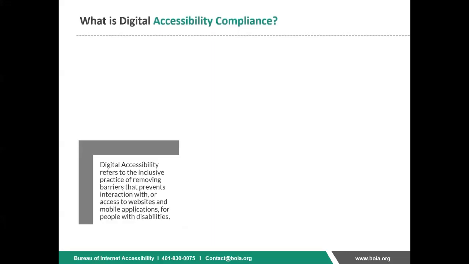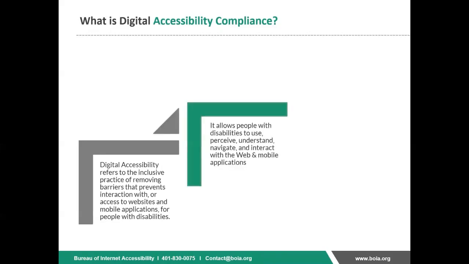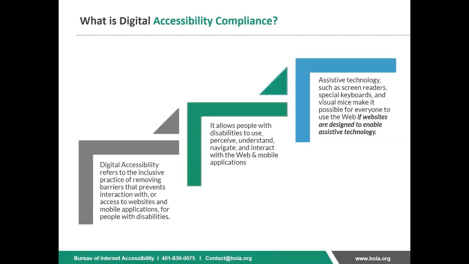Digital accessibility is about removing barriers so that users who have visual, auditory, motor, or cognitive disabilities can utilize your digital assets, such as your website, your mobile application, and your electronic documents. It allows people to use, perceive, understand, navigate, and interact with your digital assets. If websites are designed correctly, people who use assistive technology such as screen readers, special keyboards, or visual mice will have the same access as someone who doesn't require assistive technology.